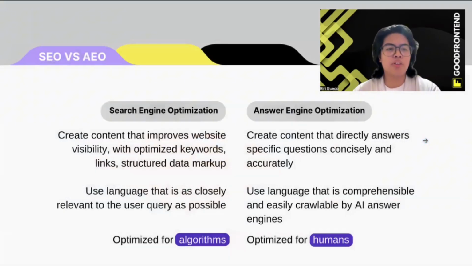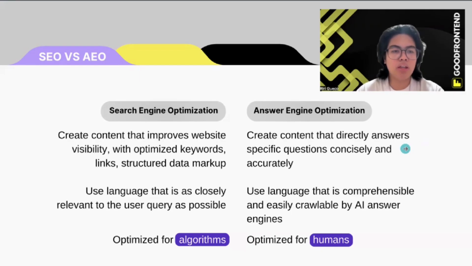So what is the difference between SEO and AEO? There's a lot of overlap between these two, but the key differences are, for SEO, we used to create content that improves website visibility on search engines, or SERPs, with optimized keywords, links, and structured data markup. For AEO, when we create content, we think about what the user may ask or what they may be looking for, and we provide them with content that directly answers those questions concisely and accurately.